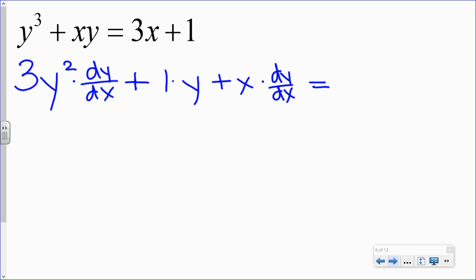Okay? Right side of the equation, derivative of 3x, 3, and the derivative of plus 1. Okay, derivative of 1 is 0. All right?